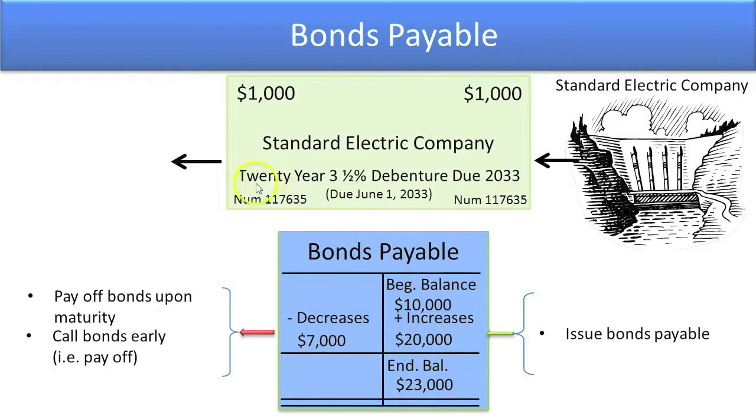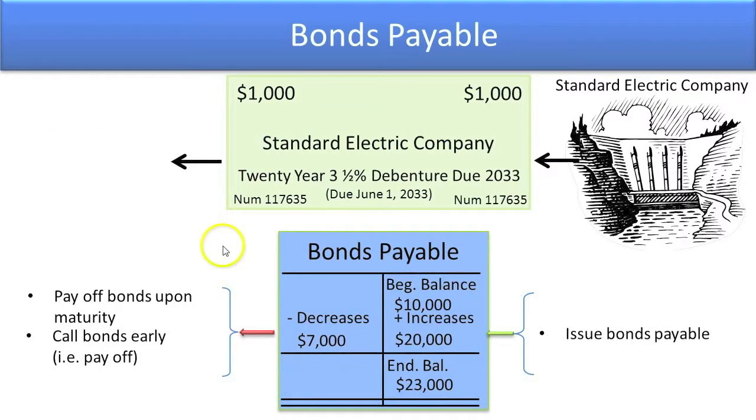As you can see here, this is a 20-year bond. So the due date when it matures is specified on the bond itself. The interest rate is 3.5% per year. So that will be 3.5% times $1,000 every year that will have to be paid in interest. On 20 bonds, that will be a total of $700 per year.